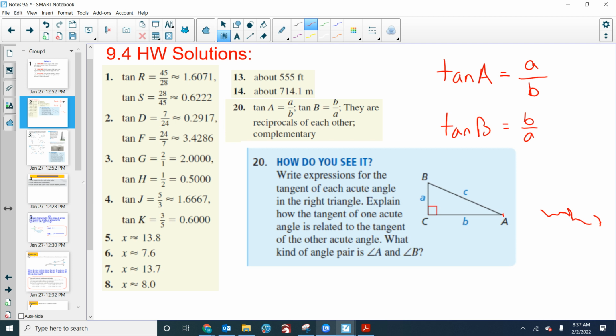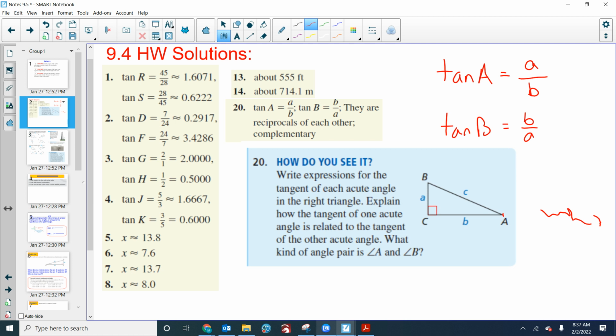All right. Explain how the tangent of one acute angle is related to the tangent of the other acute angle. How are these related? They are reciprocals. Just reciprocals, right? They're just reciprocals of one another. We talked about that yesterday. It was like 18 over 80 and 80 over 18. And yeah, I think it was one of the examples we did, right?